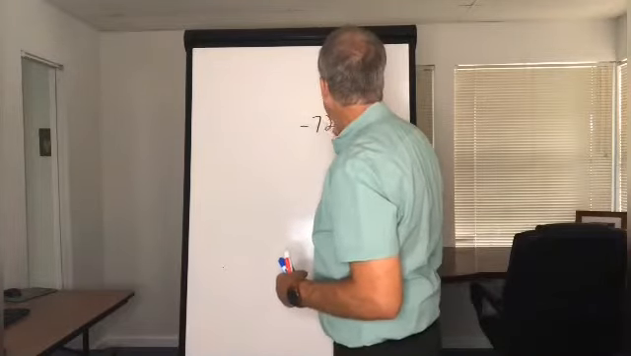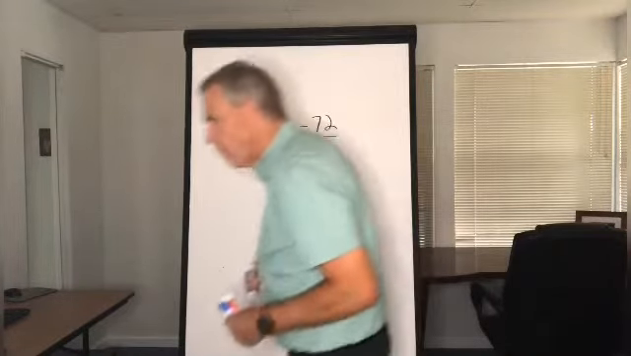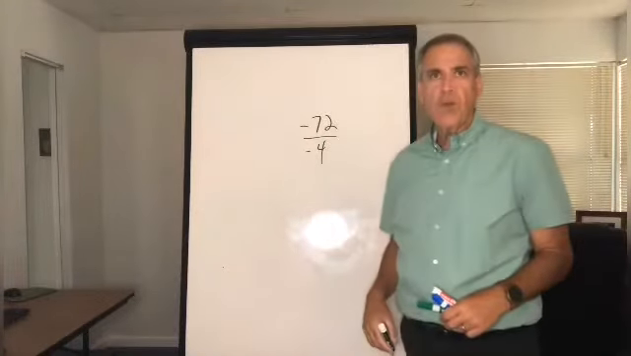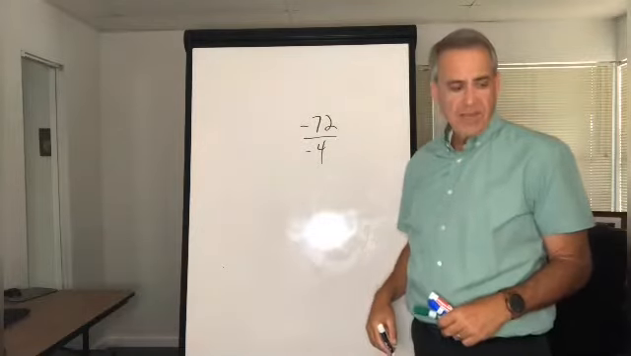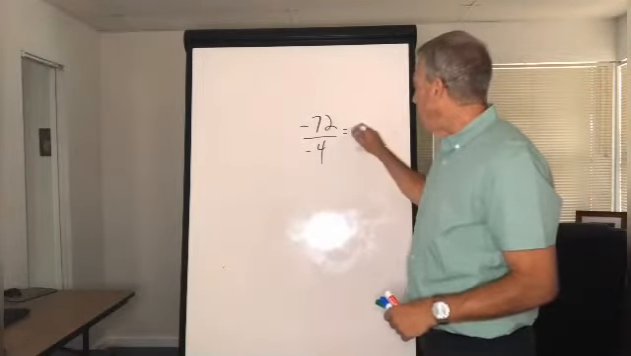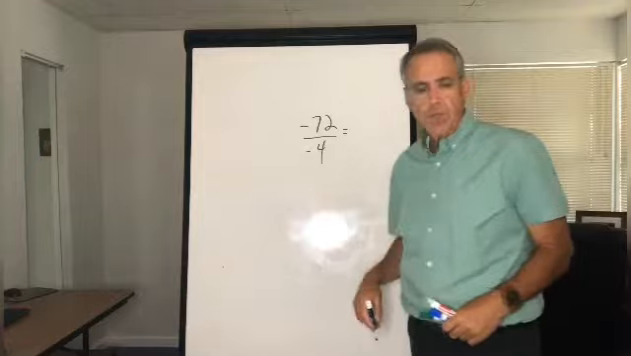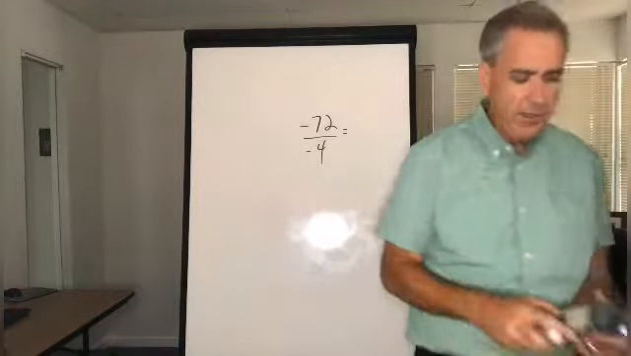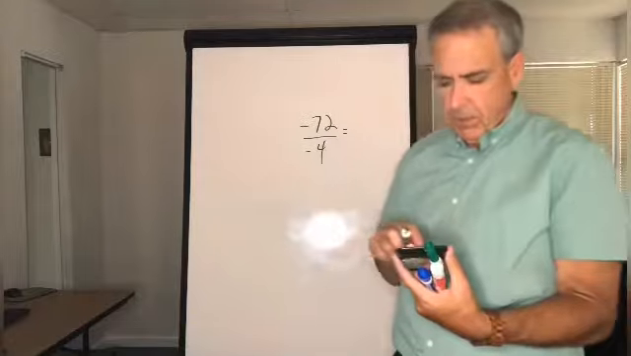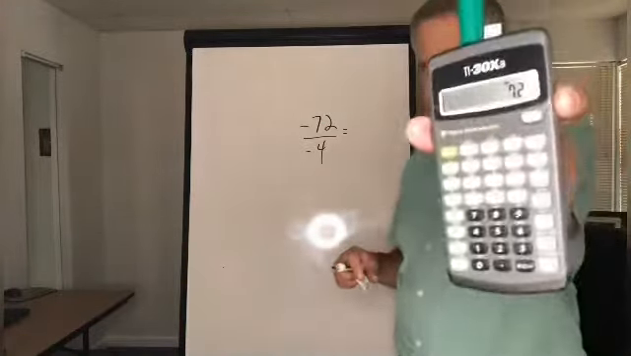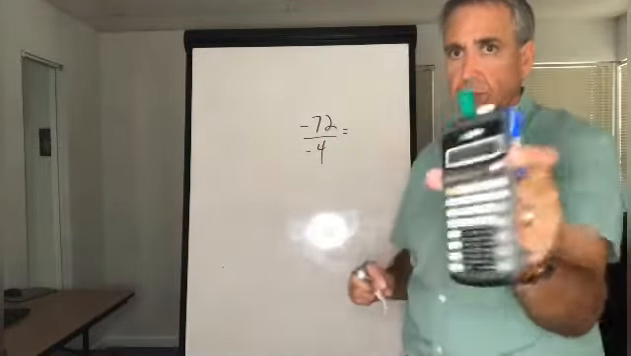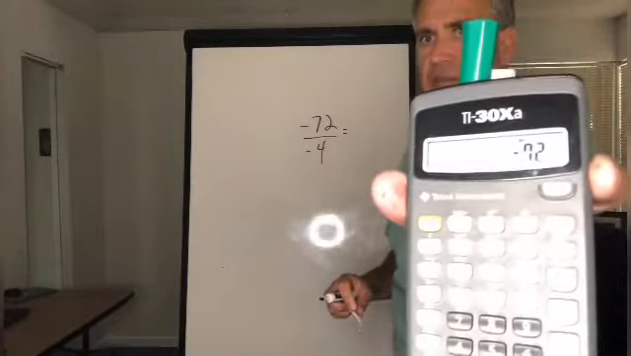So number 9. I want to start out with problem number 10, which says negative 72 over negative 4. Your calculator will do this for you if you have one that has a negative button. The first thing we're going to do is put 72 in your calculator. Actually, clear it first. Put 72 in, then hit that negative button. You've got to make sure it says negative 72.